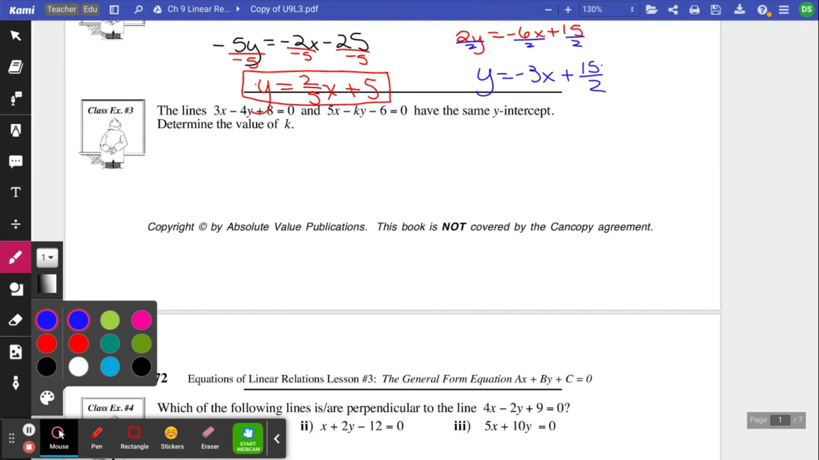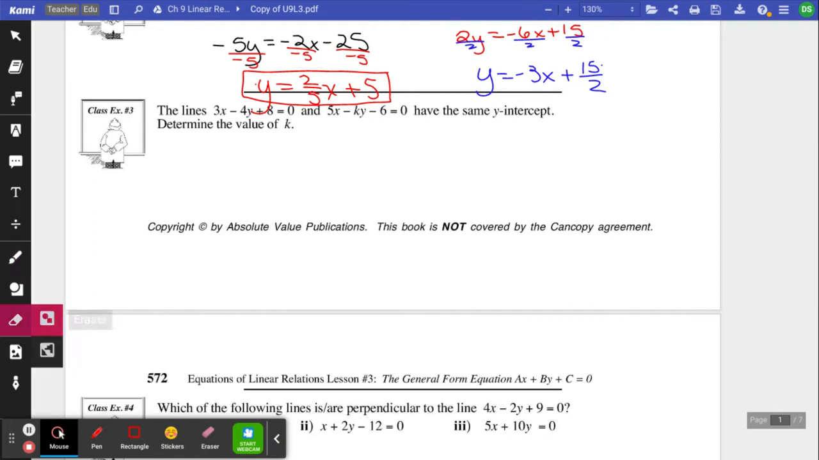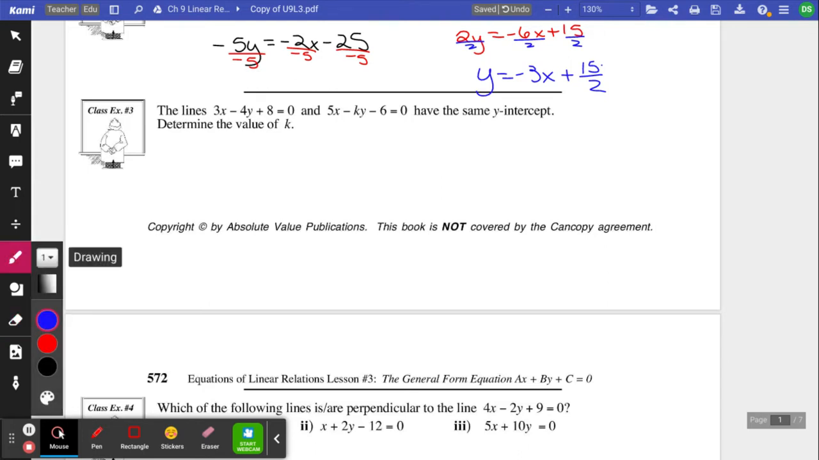Here it comes. It says the line 3x minus 4y plus 8 equals 0. Let's erase that for now. It's in the way. And the line 5x minus ky minus 6 equals 0 have the same y-intercept. Find the value of k. Don't freak out. Just go find the y-intercept. If I gave you this first line, and I said, what's the y-intercept? What would you have to do? Let's rearrange it, put it into y equals mx plus b so I can tell. Can't tell right now. Rearrange.